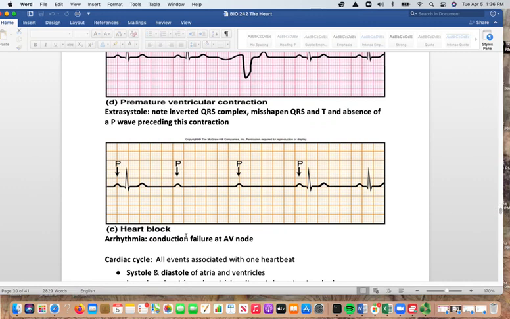And this is showing heart block where you've got an arrhythmia, and there was failure of conduction at the AV node. So you've got the P wave going here because the SA node fired, but not the AV node.